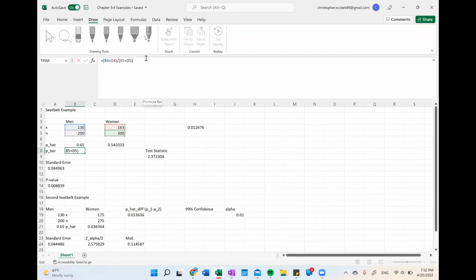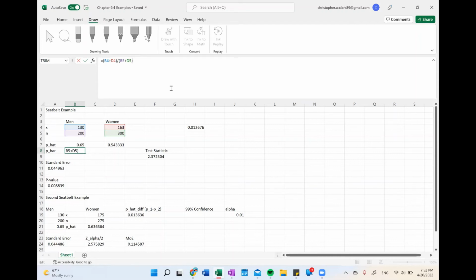If we click here, we can see everything. I have B4, so that's 130 plus 163, divided by B5, 200 plus 300. Now, what's really important when you do this is to get your parentheses right. You want it to add these two numbers first, and then add these two numbers second, on the bottom, and then divide them. Remember PEMDAS. So it's going to do what's in parentheses first. So we're telling it add B4 and D4, set that to the side. Add B5 and D5, set that to the side.